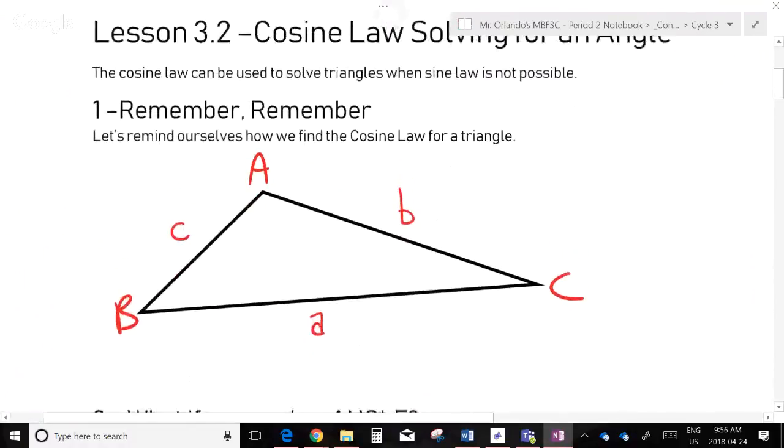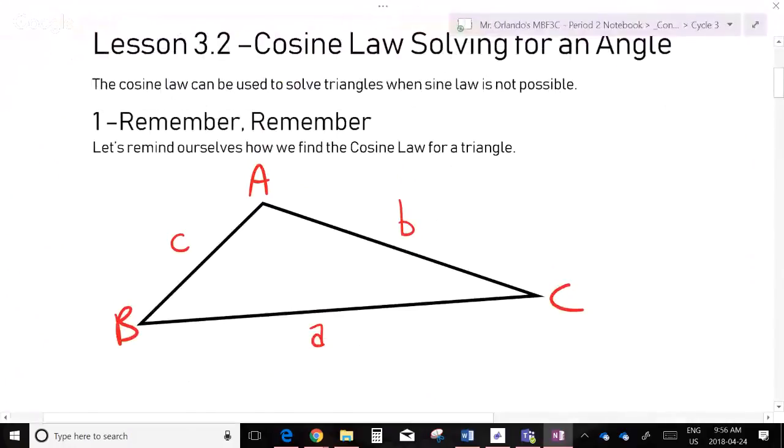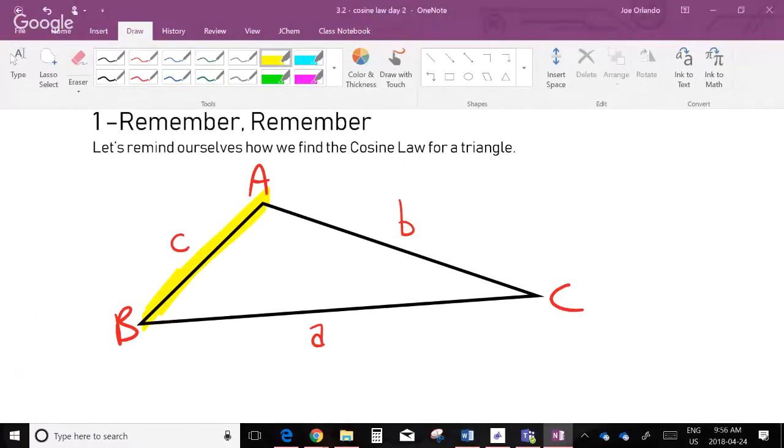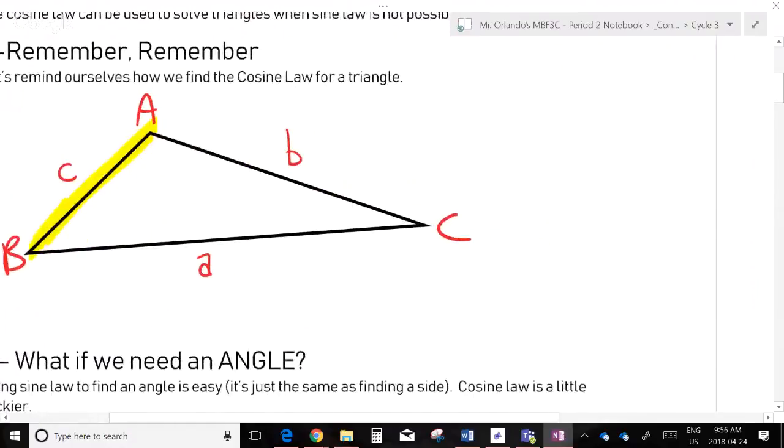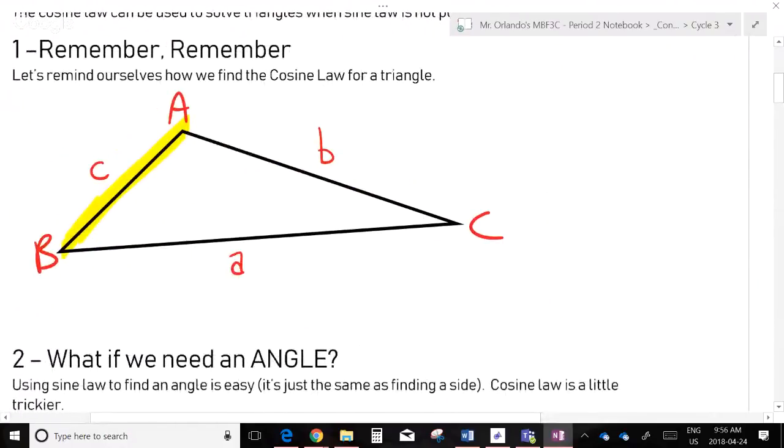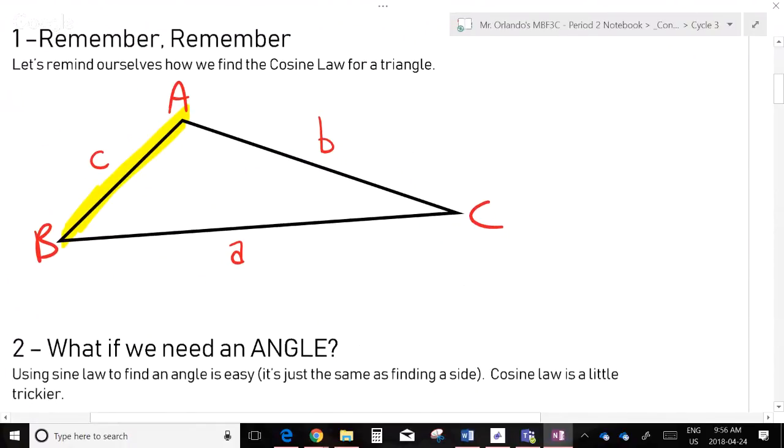With that in mind, let's mix it up and say I was trying to find side C. What would the cosine law be? So the cosine law to find a side. Anyone remember from yesterday? Would you like to take a stab at it? Yeah, give it a shot. Yep. So it would be C squared equals A squared plus B squared. Very good.